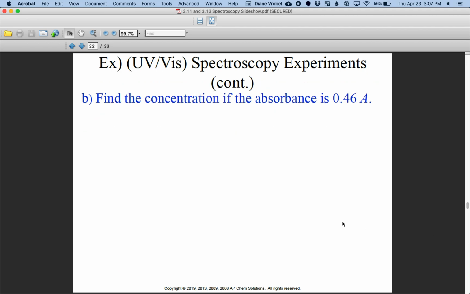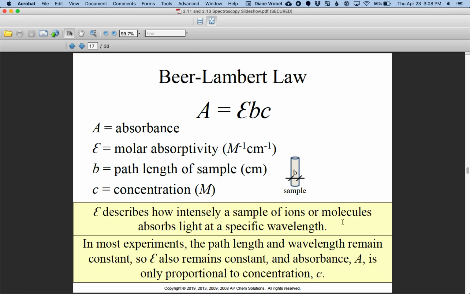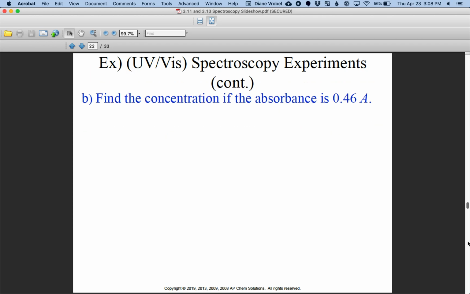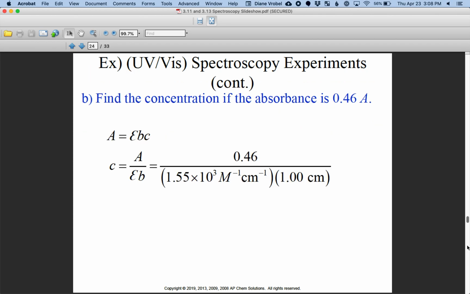So here's a concentration problem where you're trying to figure out, sorry, you're solving for absorbance here. So they give you the absorbance, you know the molar absorptivity from the last one, and then you know the path length. So here is the concentration of the unknown.